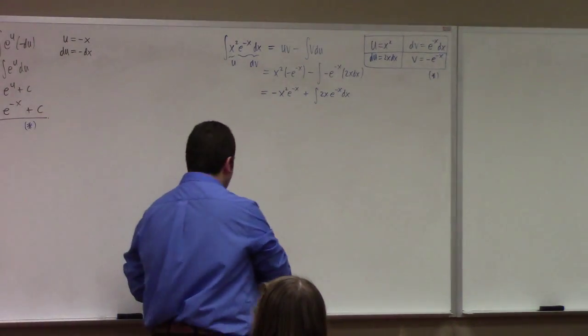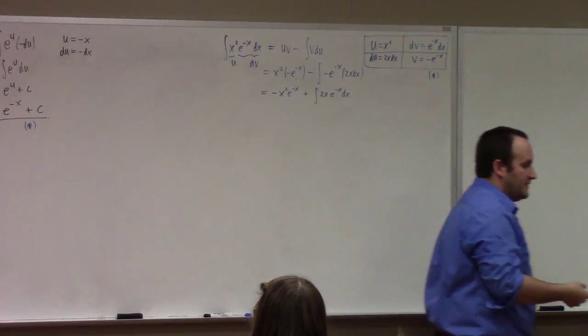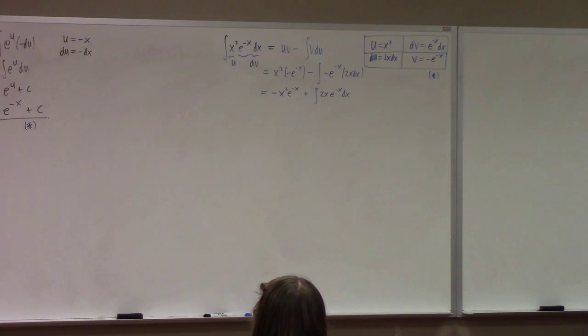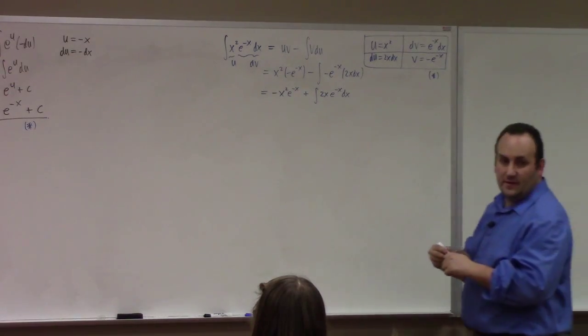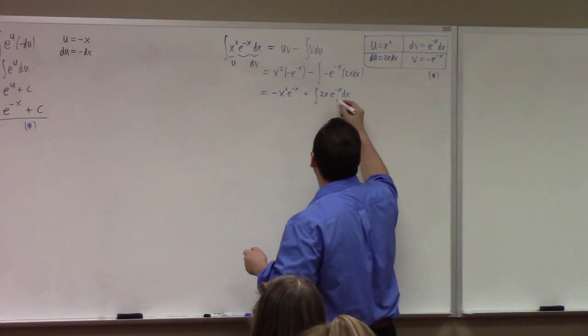So as you can see, integration by parts is working its magic. It's reduced the power of x in the integral by 1. Right now we've got 2x instead of x squared. Next step.